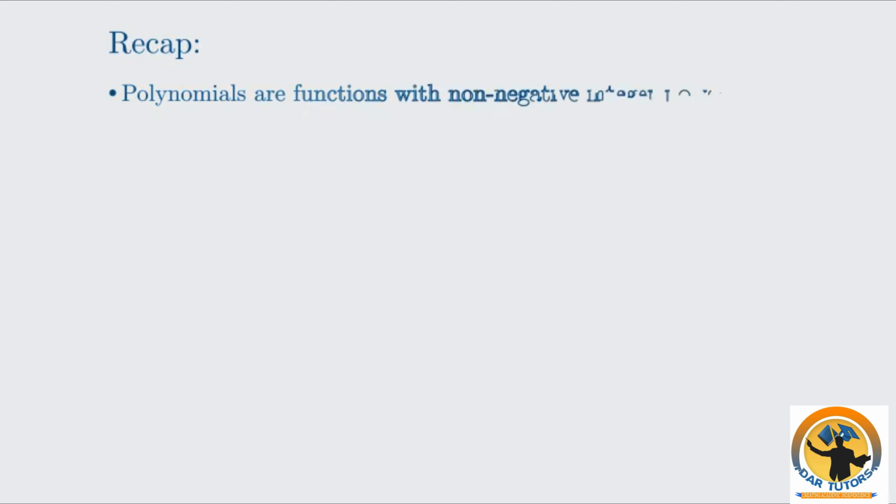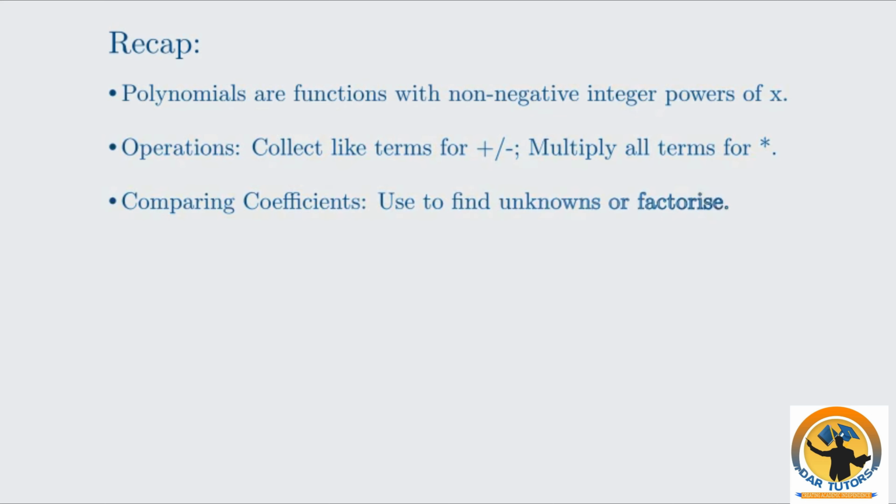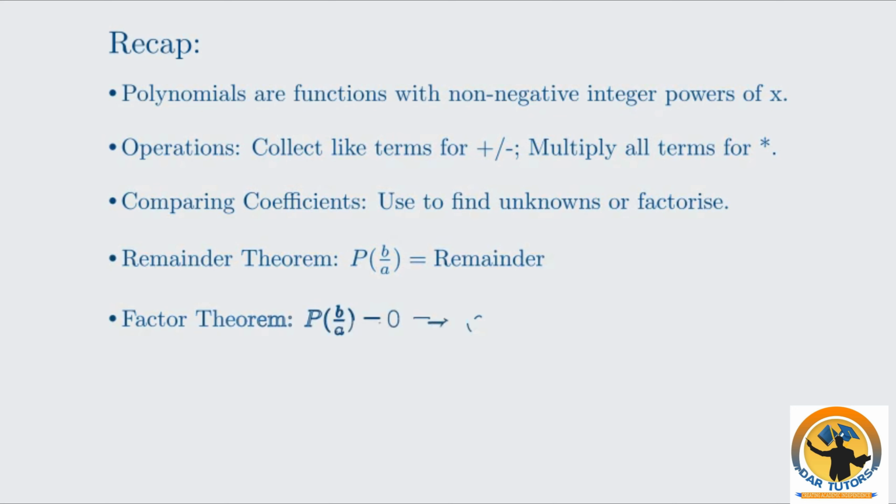Let's quickly recap what we've learned. We started by defining polynomials and their properties, like order and coefficients. We then practiced operations like addition, subtraction, and multiplication. We saw how the principle of comparing coefficients is a powerful tool for solving for unknown constants and for factorizing polynomials. Finally, we introduced the remainder and factor theorems, which provide a shortcut for finding remainders and identifying factors by simply evaluating the polynomial at a specific point. These concepts are foundational for more advanced topics in algebra and calculus.